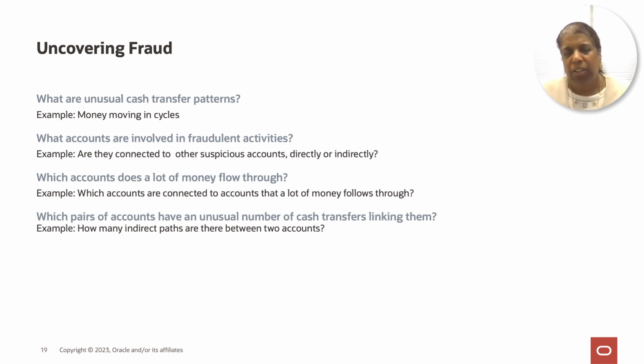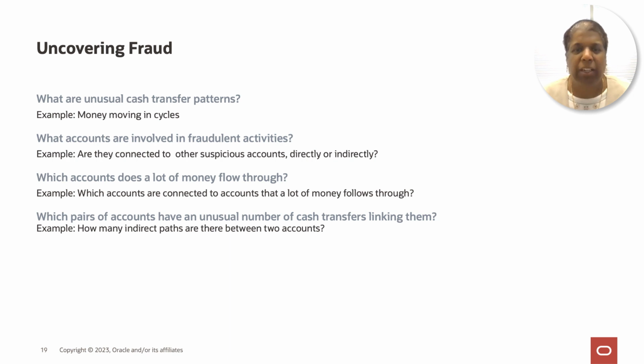Then which are the accounts that have a lot of money flowing through them? And this might be a valid thing that's happening. Like if it's a utility company's account, lots of people who subscribe to the utility are just transferring their monthly payments to that account. But depending on the business, that might be something suspicious. If it's a money laundering scheme or something, you might want to identify accounts that have lots of money flowing through it.